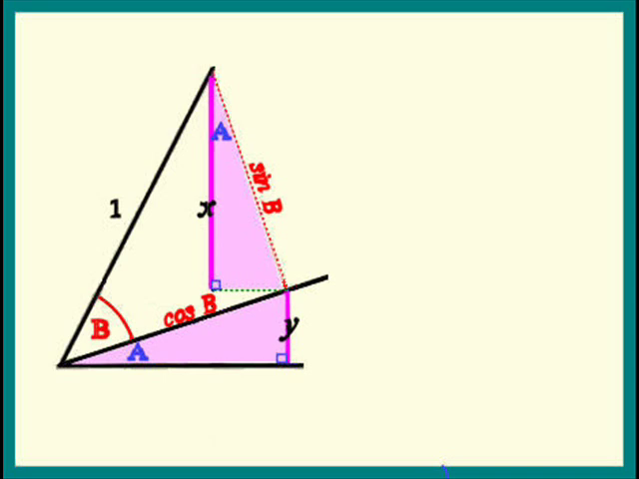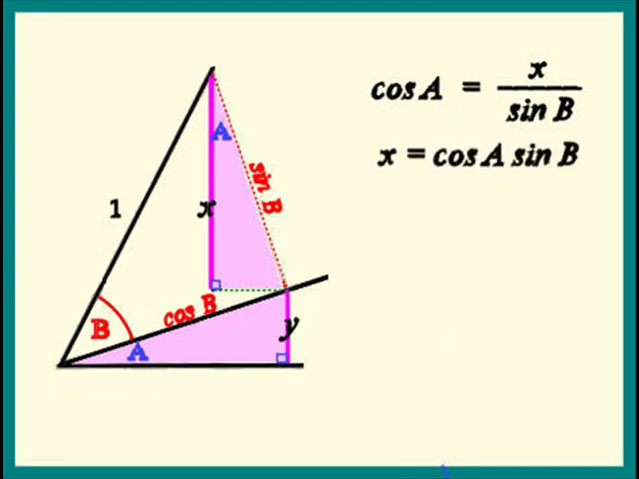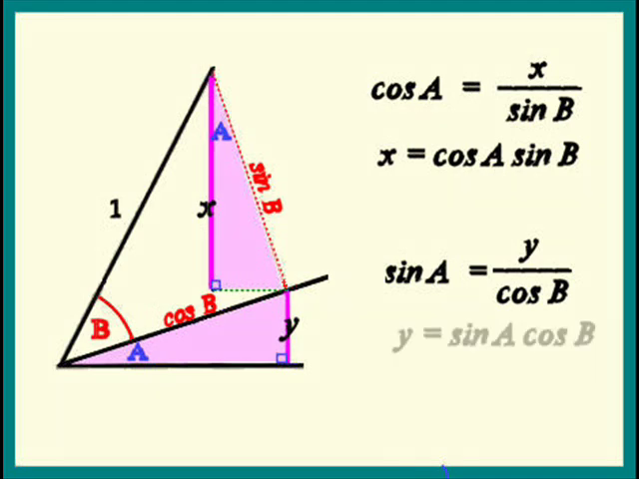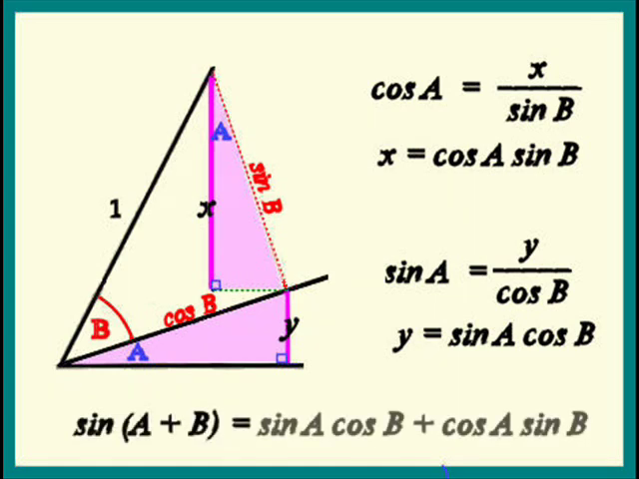For the pink triangle on top, we have cosine of A is equal to its adjacent side x divided by its hypotenuse sine B. So x equals cosine A times sine B. For the pink triangle on the bottom, we have sine of A is equal to its opposite side y divided by the hypotenuse cosine B. So y equals sine A times cosine B. Wow! Look what sine of A plus B turns out to be.